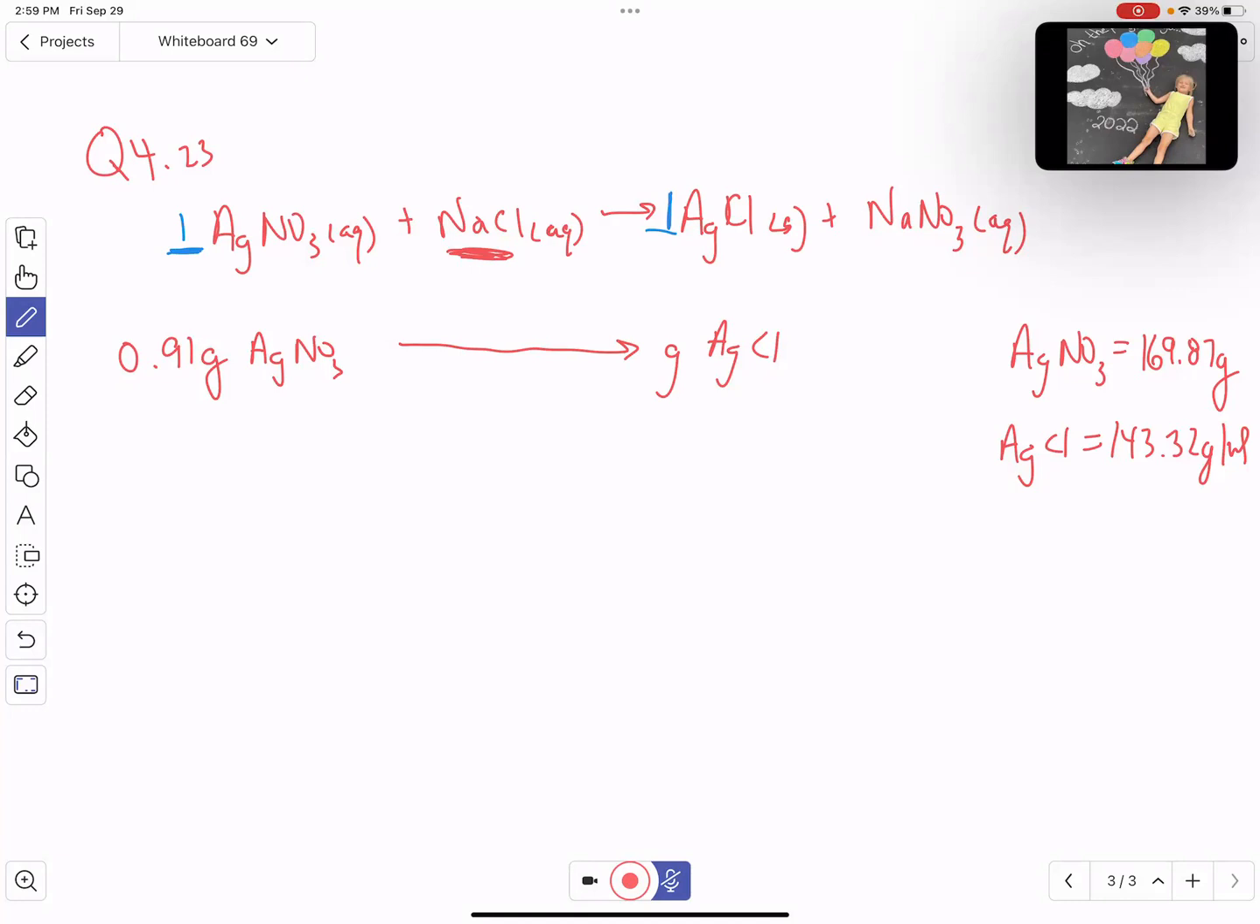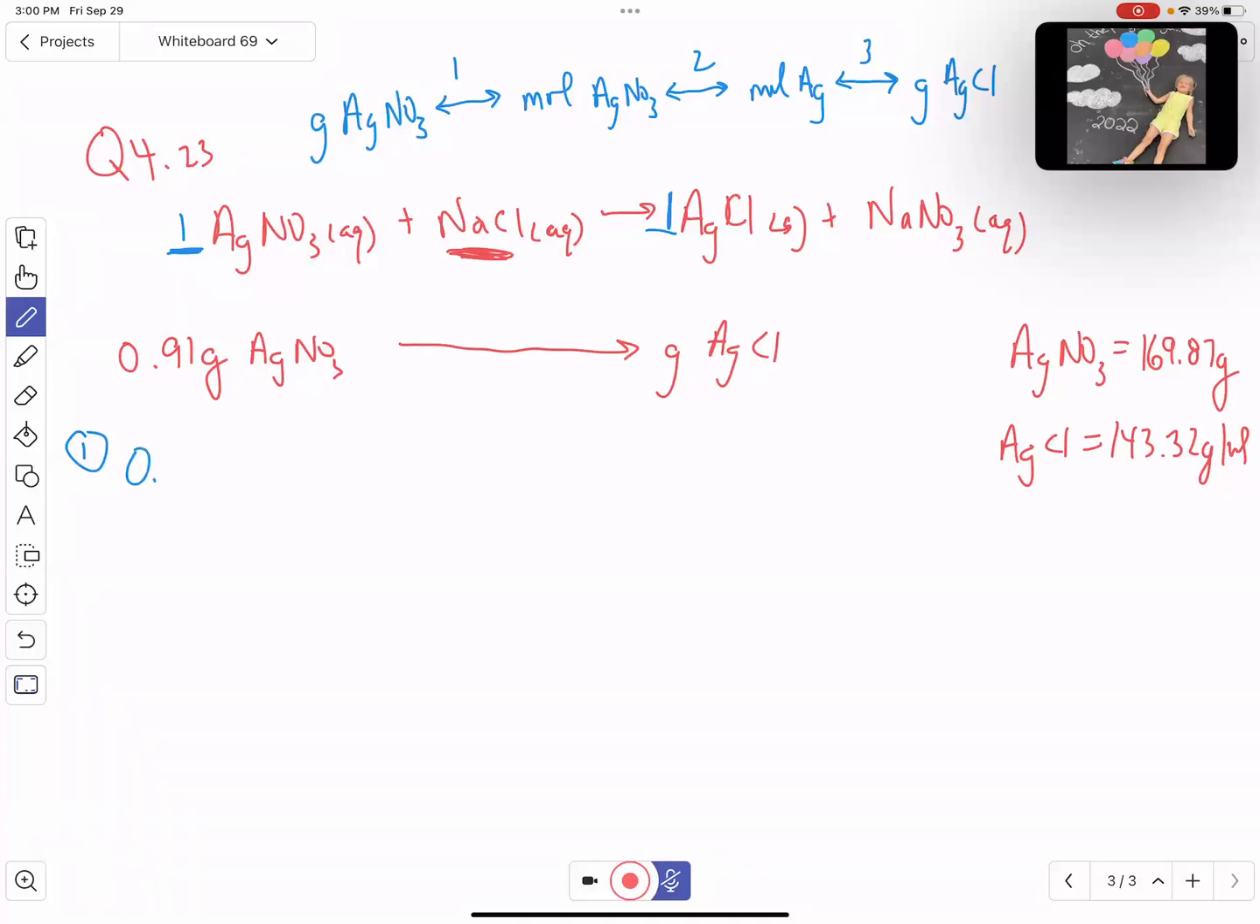So we're going to go from grams of silver nitrate, to map it out, and we can convert that to moles of silver nitrate. Once we're in moles of silver nitrate, we use the mole ratio. We can find moles of silver chloride. And then once we know moles of silver chloride, we can find the mass of silver chloride. So we're going to start there with the mass of silver nitrate. All right, so we're looking at 3 steps.